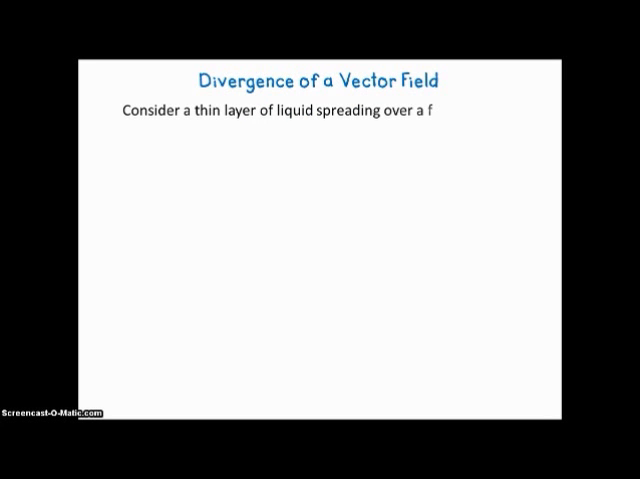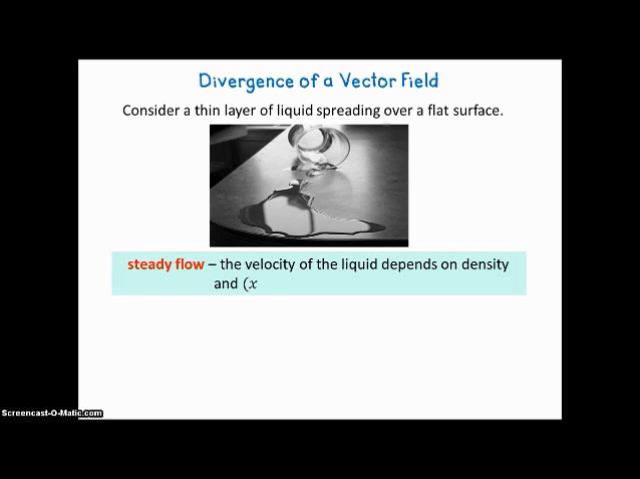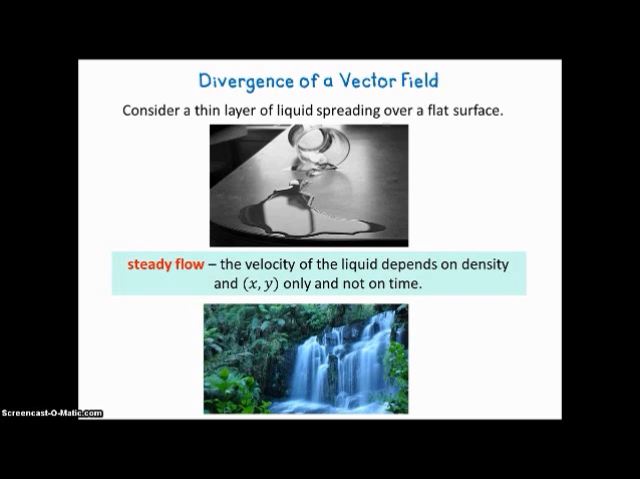Divergence of a vector field. Consider a thin layer of liquid spreading over a flat surface. Steady flow means that the velocity of the liquid depends on density and the xy position only, and not on what time it is. So this is a narrow definition that we're going to be able to work with. For example, a waterfall, in an ideal situation, the speed of the water falling would depend on whereabouts it is in the waterfall, not on whether it's Tuesday or Wednesday or 5 o'clock or 7 minutes after 5 o'clock.